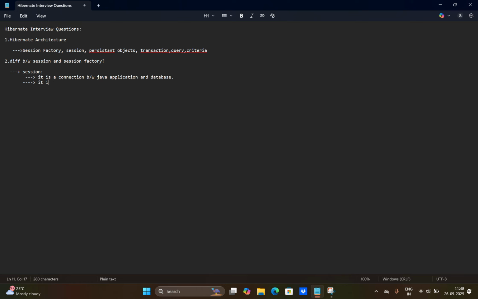Actually, it is created by the session factory. It is used to save or retrieve, update or delete data in the database.